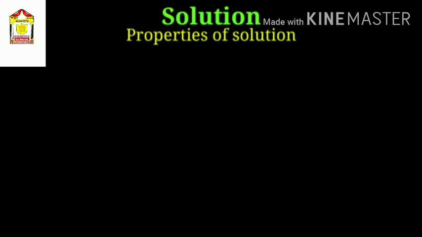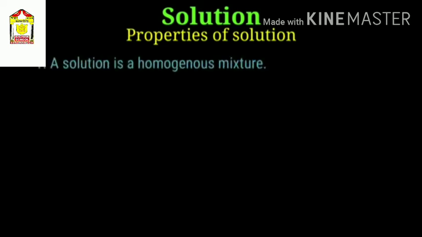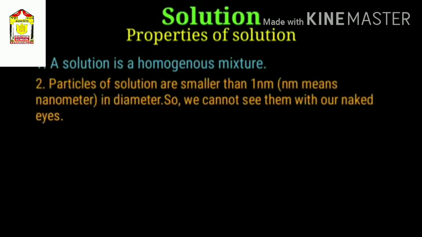Now, the properties of solution. One, a solution is a homogeneous mixture. As I just told you, we cannot see solute and solvent separately. It is a homogeneous mixture. Second, the particles of a solution are smaller than 1 nanometer. nm means nanometer. The particles of a solution are smaller than 1 nm in diameter.